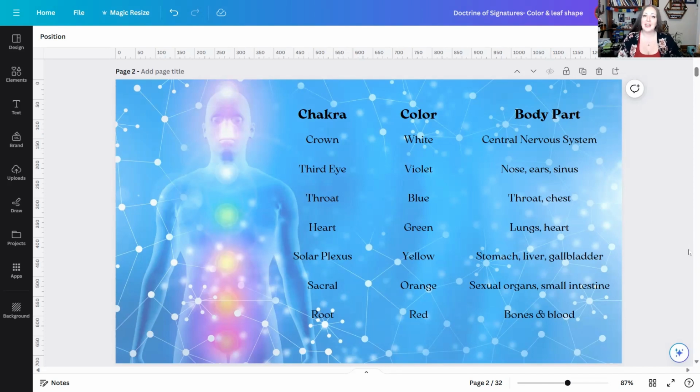Moving down further, we have the sacral chakra. The color there is orange. And we have our sexual organs and the small intestine. And finally, out of the chakras, at least the ones in the spinal column in the body, we have the root. That is the color red, and that would be the bones and the blood.